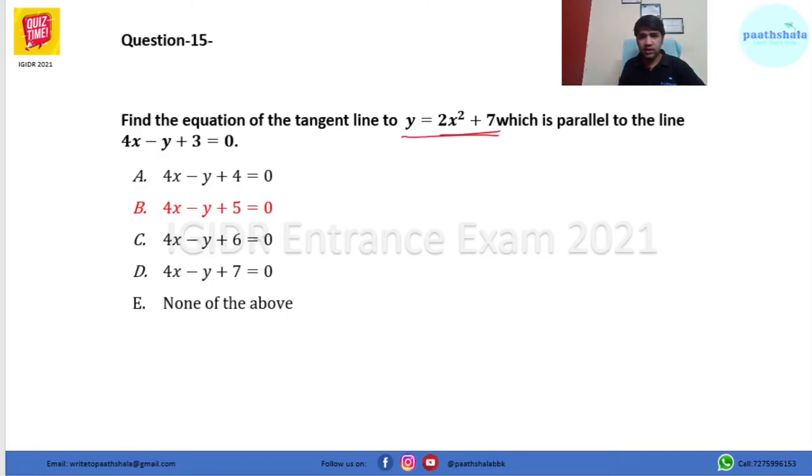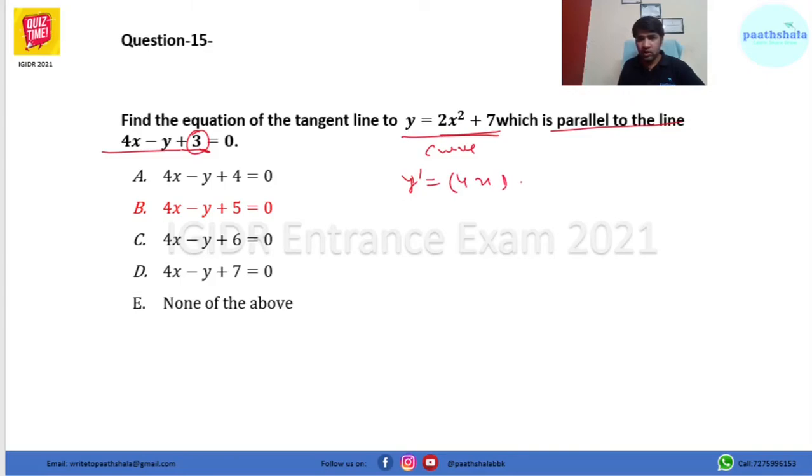In this question, the equation of tangent line is tangent to the curve. This is the curve that we have, and we have to find the line which is parallel to the line. So we know that any line which is parallel to the line, we have to just simply change this part. Okay, that is the constant term. So let's find the slope of this curve. So this will come out by first derivative. This will be simply 4x.